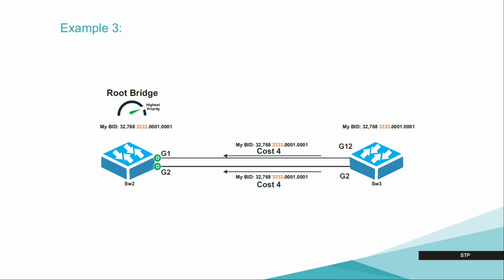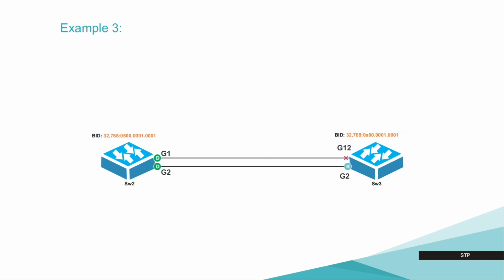Same thing with interface G2. It's coming from switch 3 with the same bridge ID and the same cost. So as you can see, those two interfaces have the same bridge ID and the same cost. In that case, the interface number will be the tie break. So lower is preferred also. So interface G2 will be the root port and interface G12 will be the blocked port.